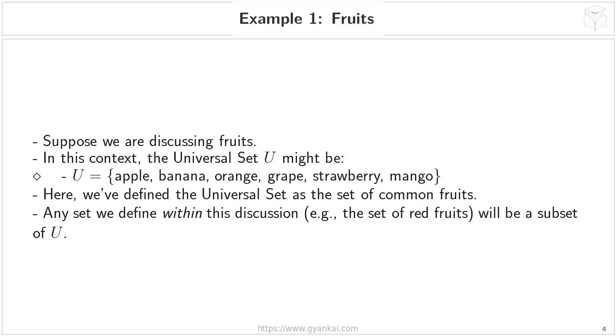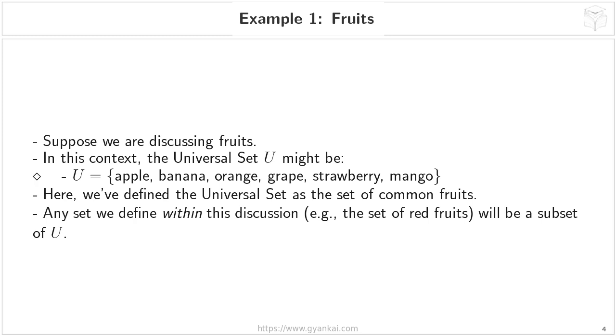And this is key. Any set we define within this discussion, for example, let's say we wanted to look at the set of red fruits. That set would automatically be a subset of U, meaning all the elements in the set of red fruits would also be found within our universal set of fruits. We'll see more examples of this as we go, but this illustrates how the universal set acts as the overarching container for everything we're analyzing in a given problem.